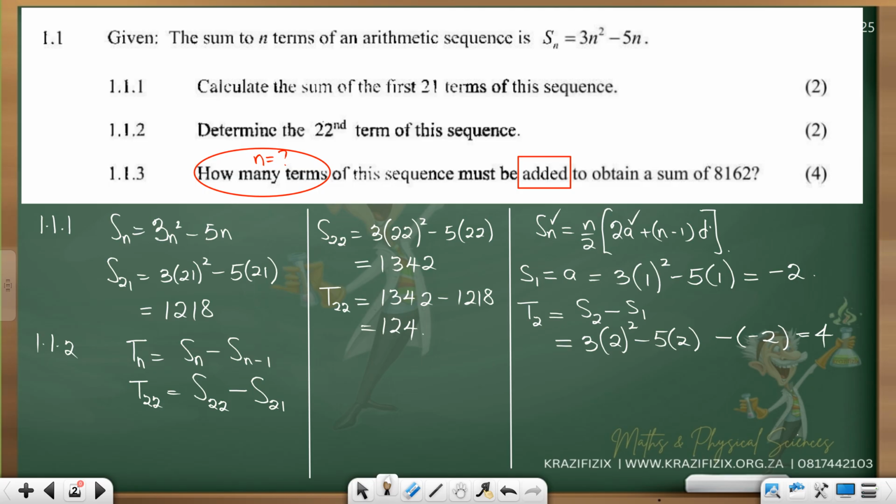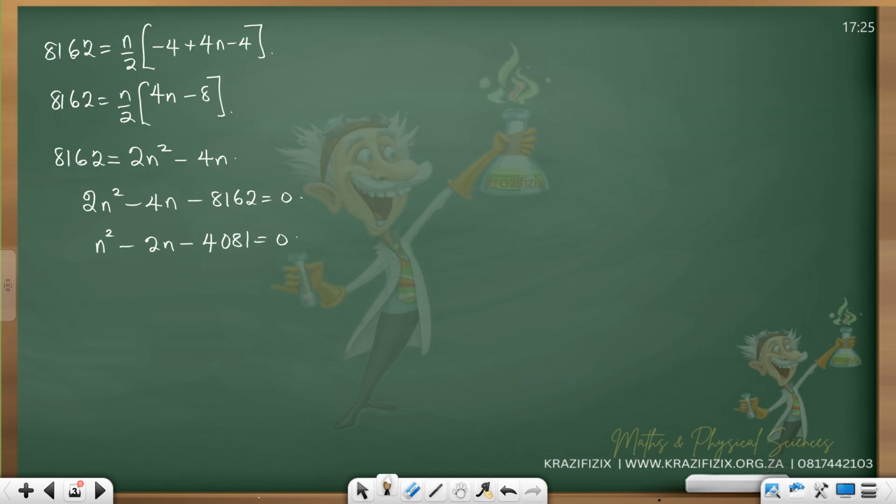So what is our difference? It should come back to whatever we have there. What's our T2? 4 minus, and our T1 is that. So our difference should be 6. Okay, let's quickly fix it. 6.